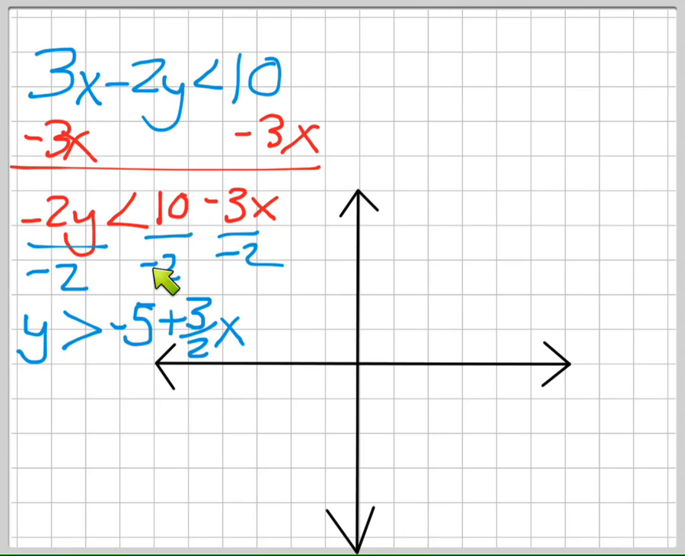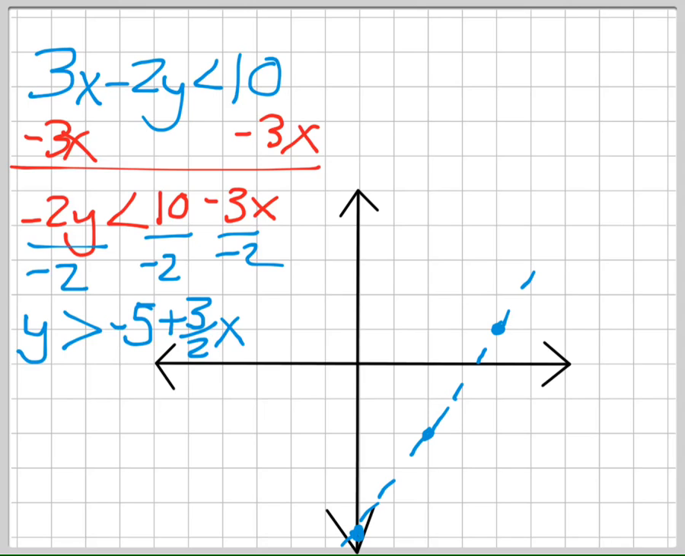They just wrote our y-intercept first, the number without the variable. So we're going to go to -5 on the y-axis. And then our slope is up 3, to the right 2. And is it going to be a dashed line or a solid line? Dashed line because it's just greater than.